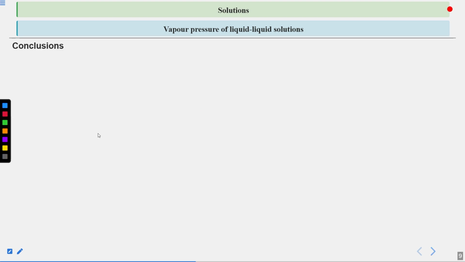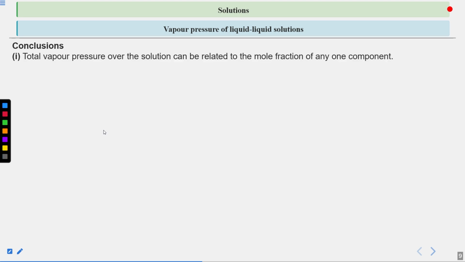Now, before moving on to this graph, let us draw some conclusions on what we have discussed till now on Raoult's law. First thing is that the statement says that the total vapor pressure can be related to the mole fraction of any one component. So in the previous equation, we can see very clearly that we need only the mole fraction of the second component to define the total vapor pressure.